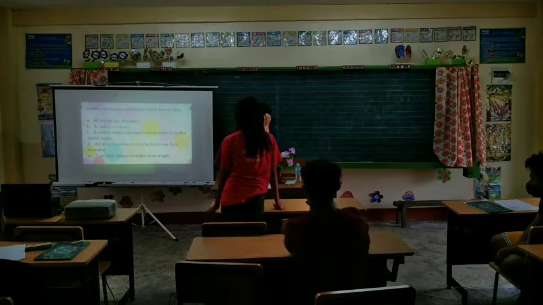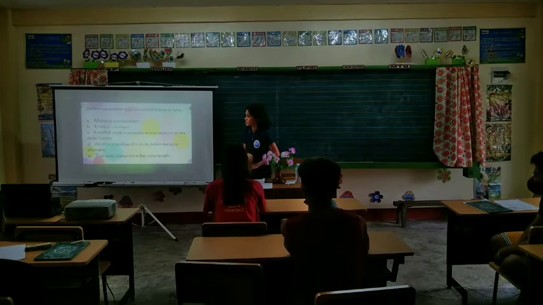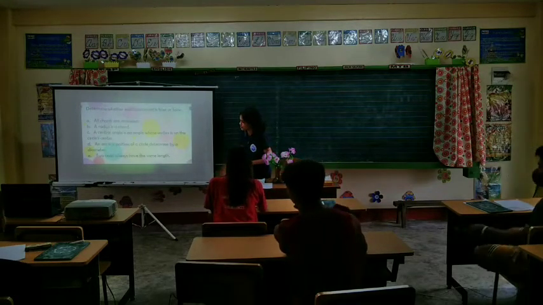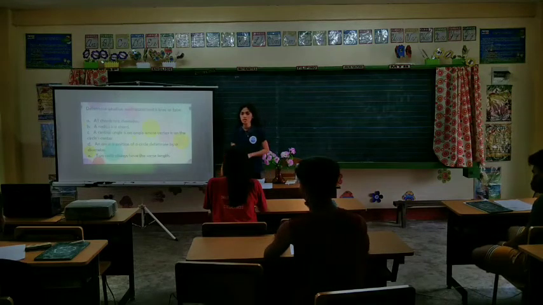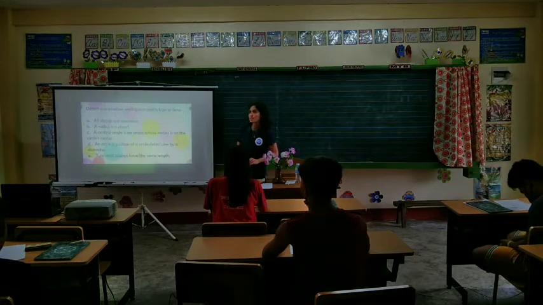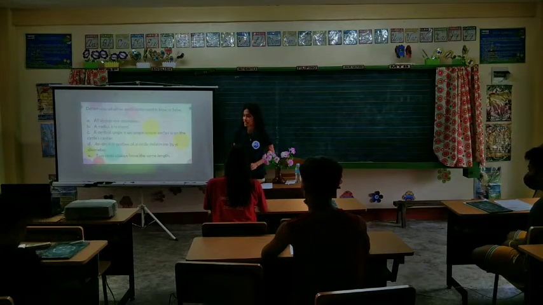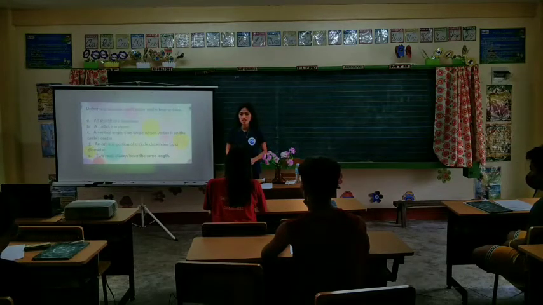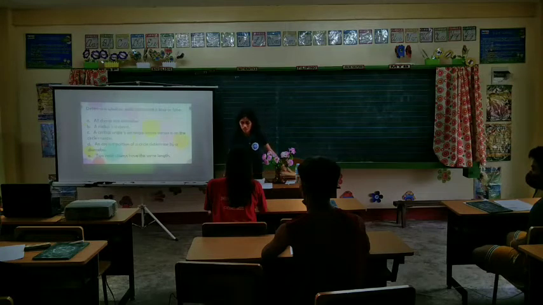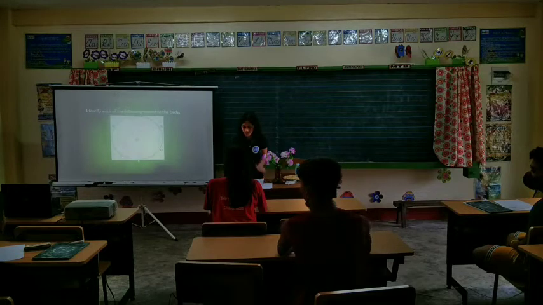Radii always have the same length. Okay, is it true or false? True. Okay, it is true because any radius starts from the fixed point, right? And so it always has the same length. Any radius has the same length. Okay? Any question about this? No, ma'am. Okay, very good. So now let's proceed to another activity.